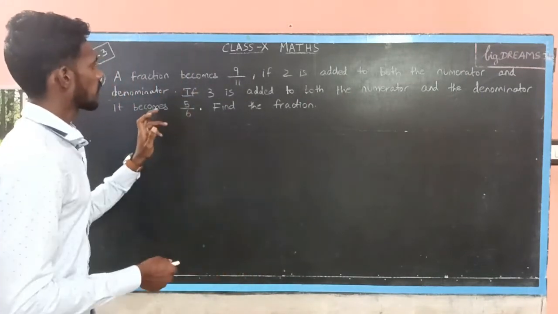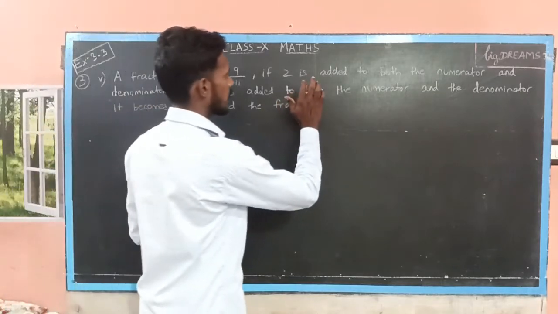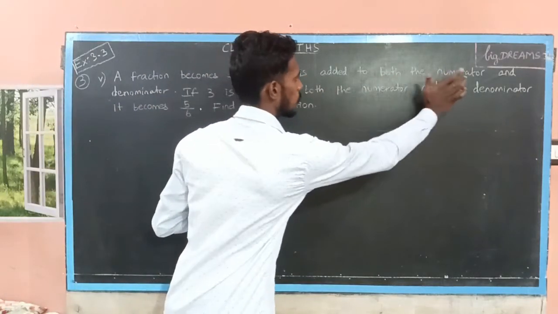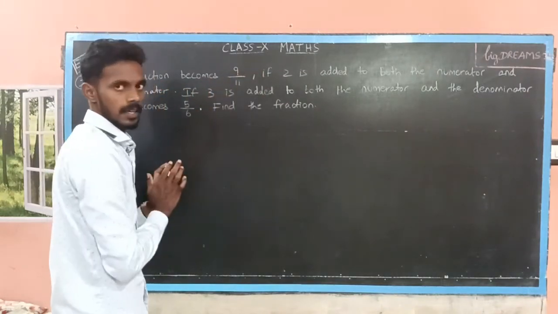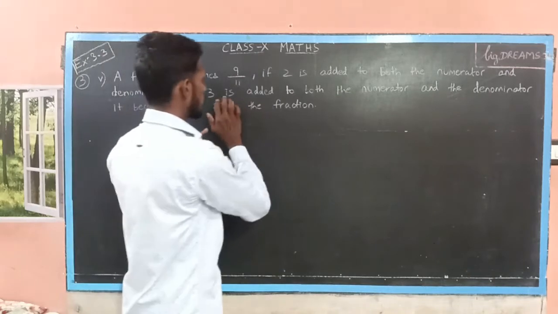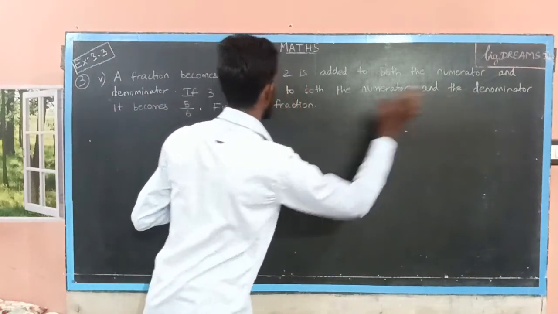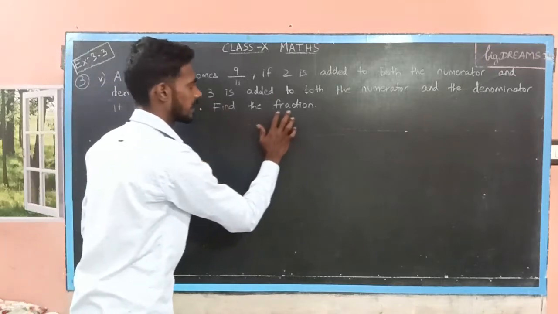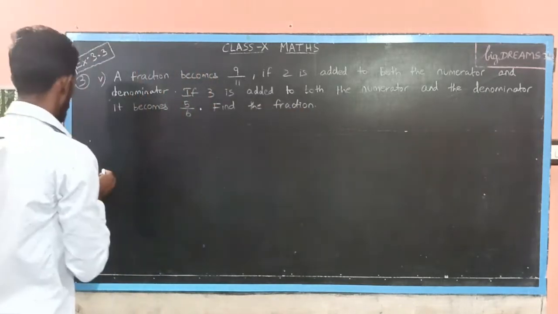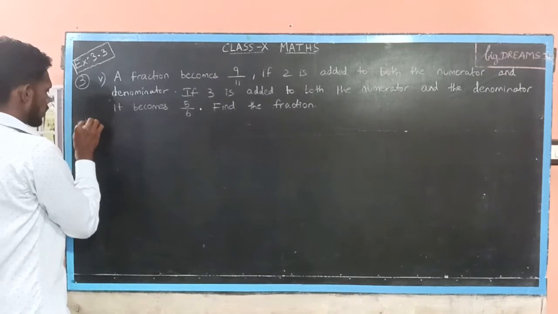See here, what they have given is, if we add 2 to both the numerator and denominator of a fraction, it becomes 9 by 11. If we add 3 to both the numerator and denominator, it becomes 5 by 6. So we have to find the fractional number. Let's move to the solution.